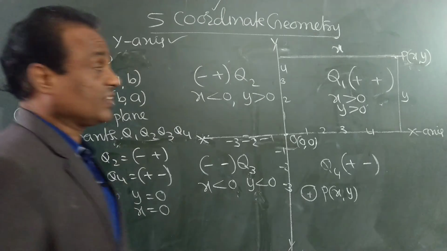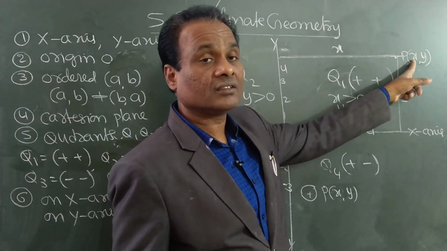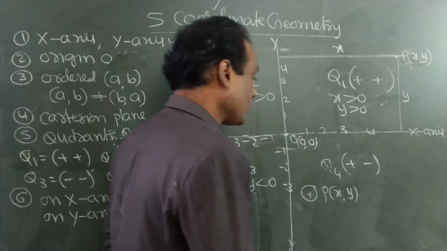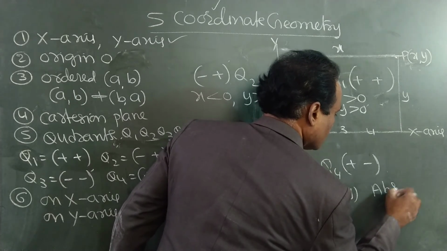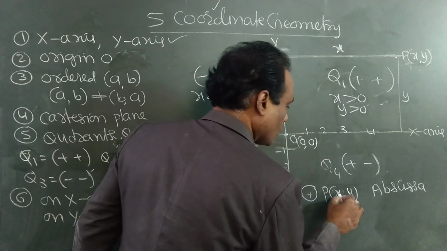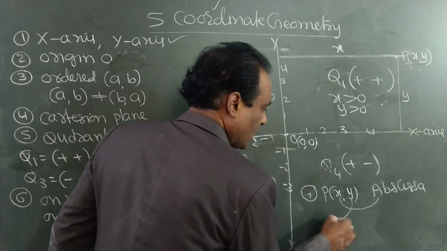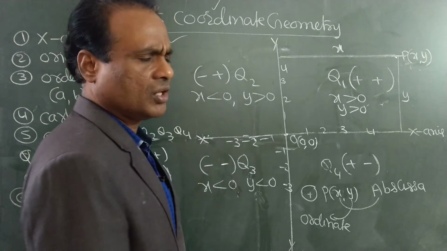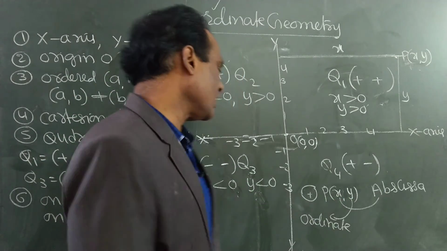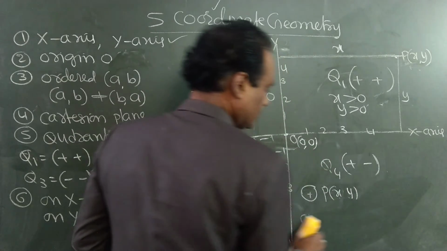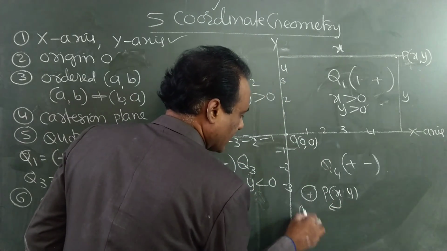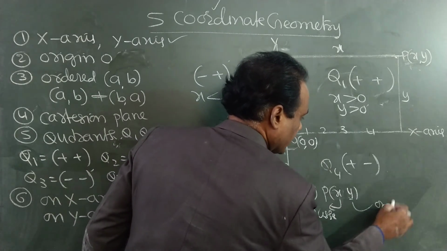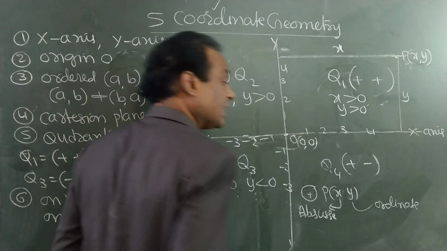Remember this also, this is called x coordinate or first coordinate, also called abscissa. Abscissa means first coordinate. Y is called second coordinate, y coordinate or ordinate. First coordinate is abscissa, second coordinate is ordinate. Second coordinate or y coordinate or ordinate.